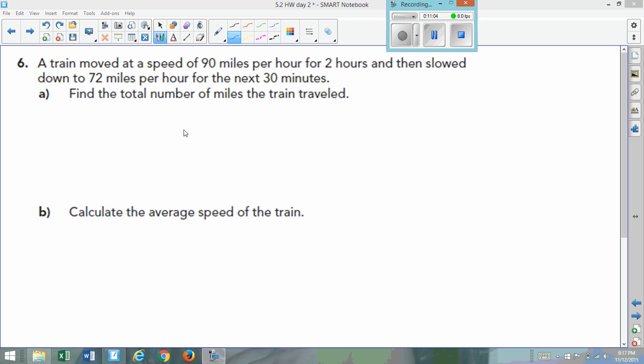Okay, so a train traveled at a speed of 90 miles per hour for 2 hours, then slowed down to 72 miles per hour for the next 30 minutes. Find the number of miles the train traveled. I'm going to quickly make a dirt pyramid, pause it, and go from there.